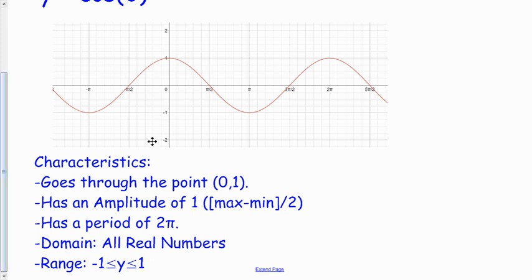So this is the basics of graphing trig functions. In the next video we're going to ask how we could stretch this, compress it, shift it up, left, right, and all that stuff. So that's the end of this video.